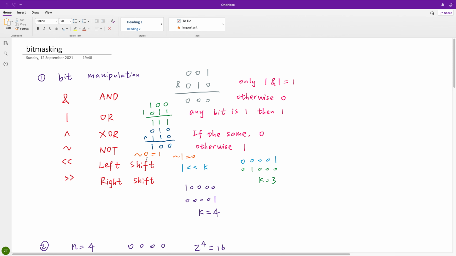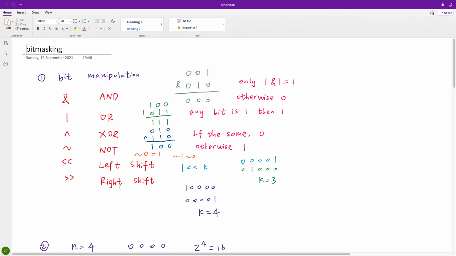The fourth operator is NOT. For any bit, we just get its opposite. So NOT 0 will be 1, NOT 1 will be 0. Then left shift and right shift. What does that mean? That means 1 left shift k bits. So for example, this is the previous one, and we left shift this 1 by k bits, k equal to 3. Then we move it to the position on its left by 3. So that's what we will get.